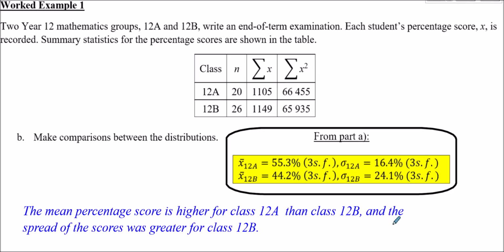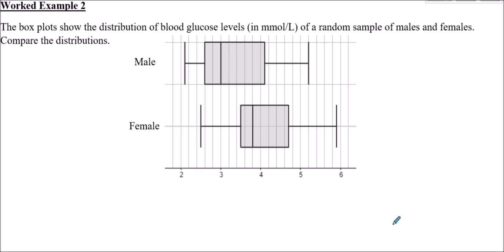Let's have a look now at a second worked example, example 2. We've got box plots here showing the distributions of blood glucose levels in millimoles per litre of a random sample of males and females. Again, we need to compare the distributions. If we've got box plots, the two main things we can compare, because we can see them clearly, are the medians, these lines here, and the interquartile ranges, which is comparing the lengths of each bar respectively.